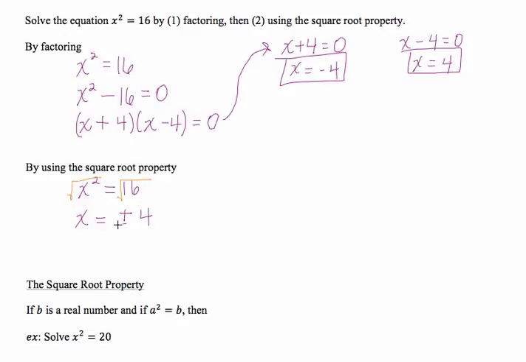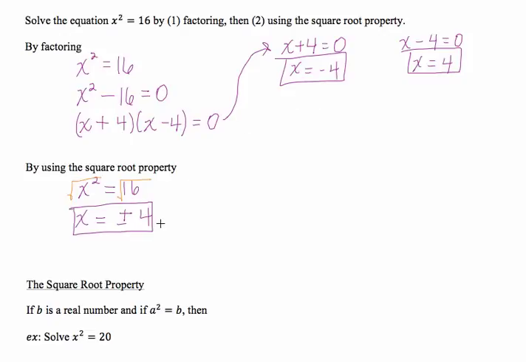Now if we had forgotten that plus or minus, we would have just said x equals 4. And that's not right. That's not the only solution. Okay, there's two solutions, x equals positive 4 and x equals negative 4. So you do need that plus or minus. So remember to always put a plus or minus on the other side if you ever take the square root of a variable squared. Okay, so those are the two solutions found by using the square root property.